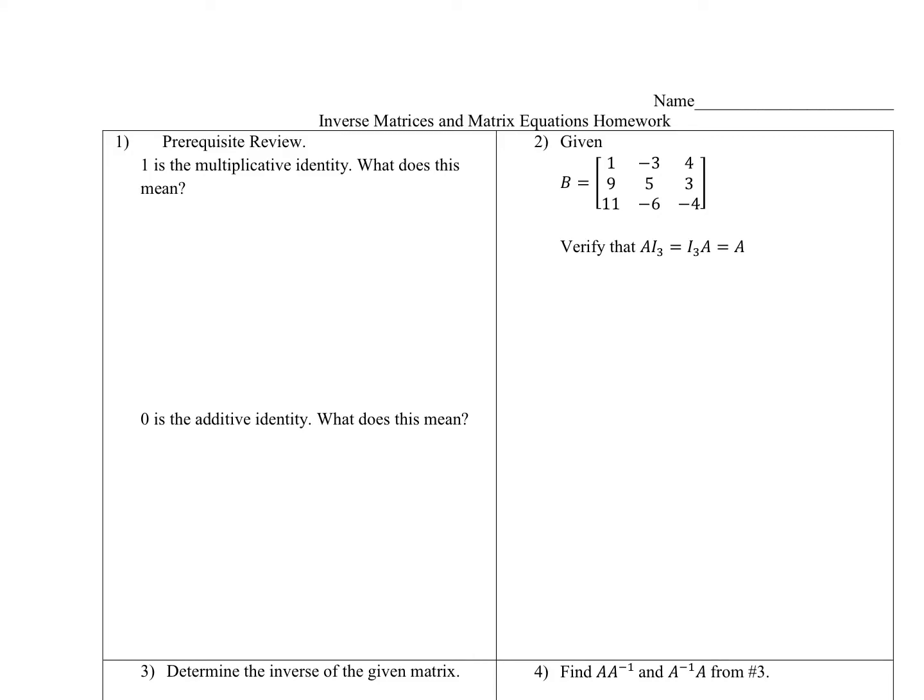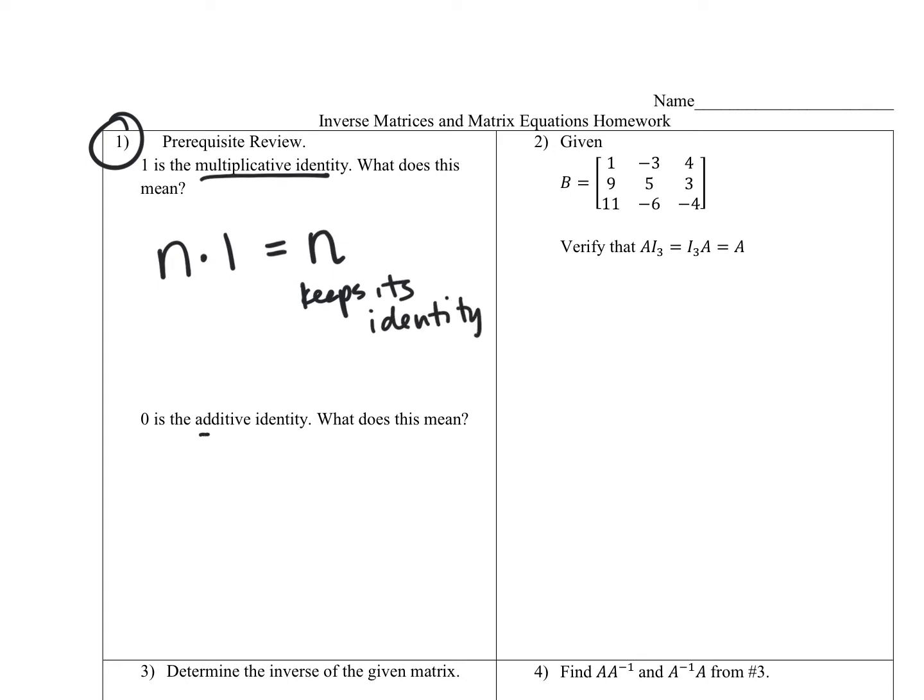All right, let's start with number 1 here. We're looking at our inverse matrices and matrix equation homework. So just a couple of reminders. One is the multiplicative identity. That means when we take any number times 1, that is equal to that number. It keeps its identity under multiplication. The additive identity is this 0, because if I take any number and add this time 0, I still get that number back.